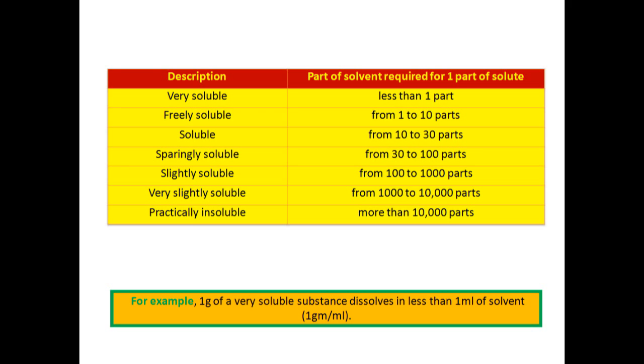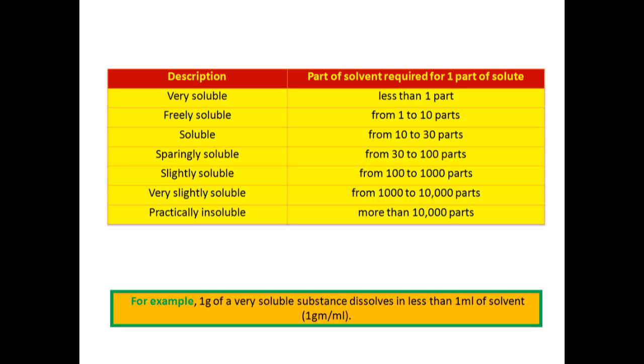Moving to the next part, that is freely soluble, it requires 1 to 10 parts of the solvent for solubilizing one part of solute. In a similar way, we define a component as soluble if the parts of solvent required are from 10 to 30 parts for one part of solute. Similarly, sparingly soluble will require 30 to 100 parts. Slightly soluble components will require from 100 to 1000 parts. Very slightly soluble will require from 1000 to 10,000 parts, and practically insoluble will require more than 10,000 parts.